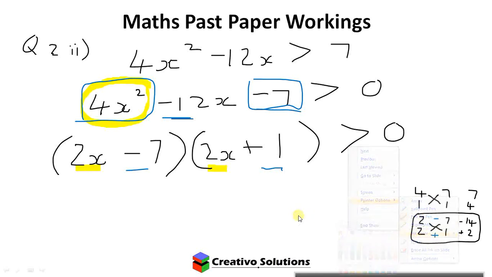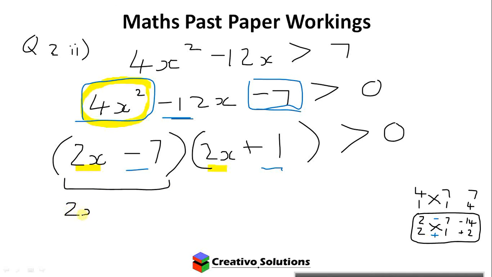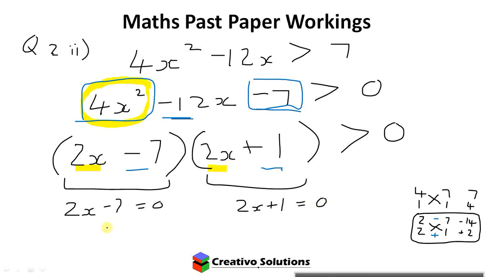Okay. All right. So what do I do next? This is equal to 0. So 2x minus 7 equals 0. This 2x plus 1 equals 0. Right, so then I've got 2x equals 7, x equals 7 over 2. 2x equals minus 1, x equals minus 1 over 2.